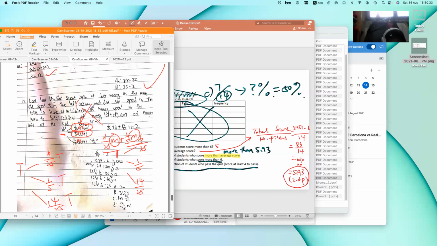Percentage of money spent in the morning to total. So morning is this. The total spending is here. It's not two. I don't know why you add two. When you look at your question, your answer is definitely wrong. So wrong. Let me get this question out.